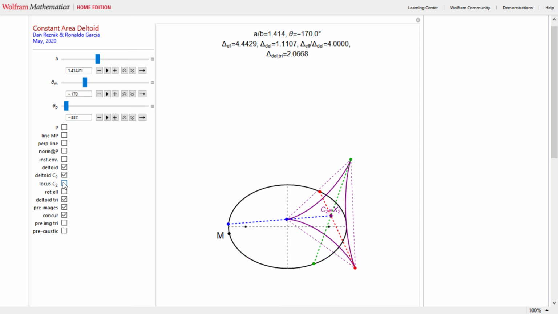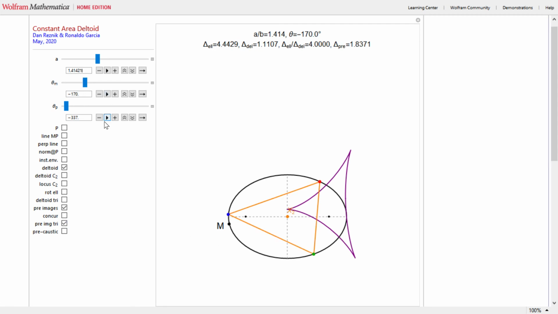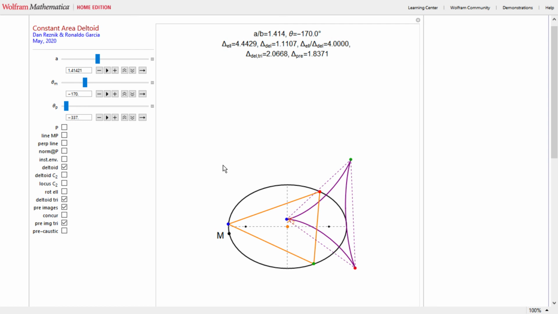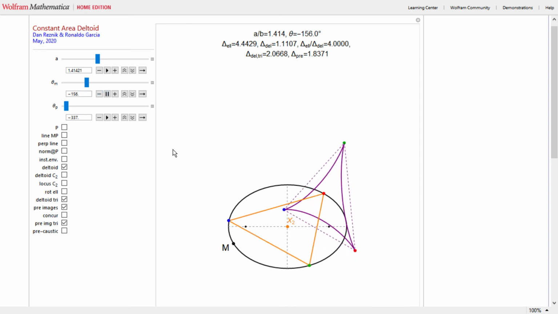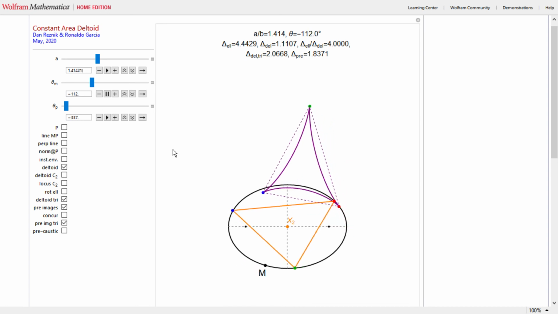Let's go ahead and turn off the locus. Let's turn off the deltoidal center of mass, these concurrent lines, and even this triangle. Okay, so now I want to connect the 3 preimages, which are here, and form a triangle with them. So there it is. So I've connected the 3 preimages, so we can associate them by color with the 3 cusps. I must draw this dotted triangle, and I'm going to animate M so we can see these systems moving around. So I have a triangle that is defined by the 3 preimages.